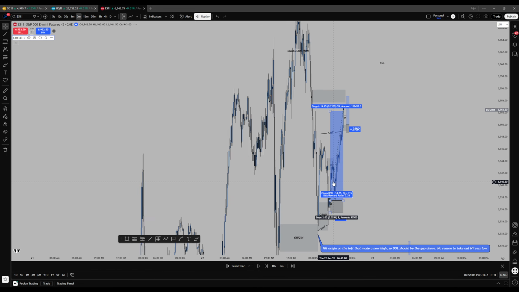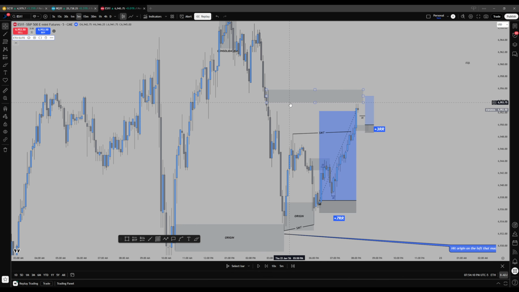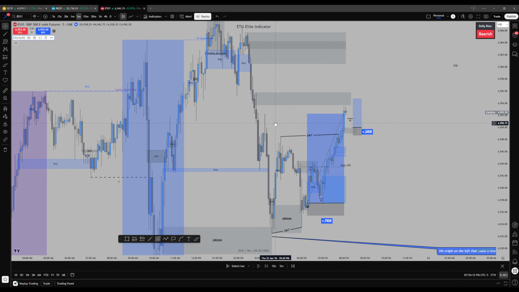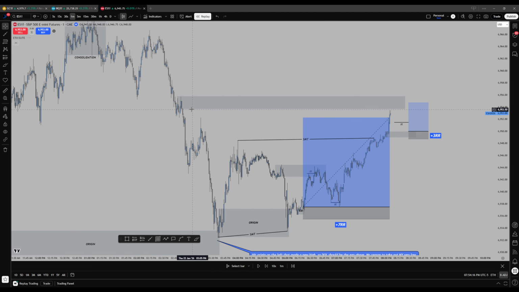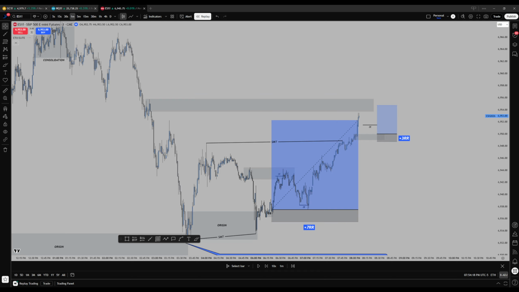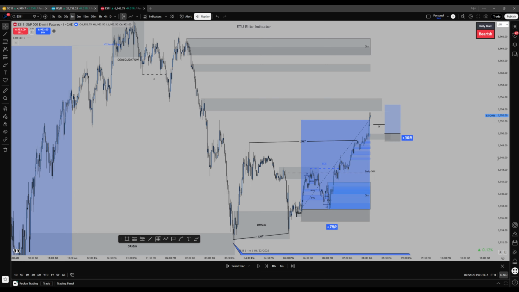And if we go to the 5 minute, let's see, is there anything else on the 5 minute at the time? There's nothing else. This PD array is unmitigated or fully mitigated on the 5 minute, but it's still a valid supply, if that makes sense, if you're trying to look for a setup.